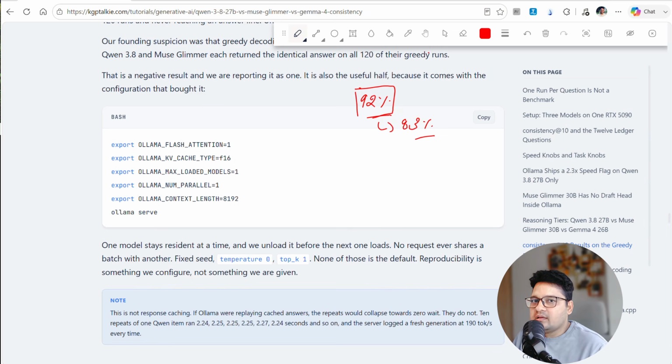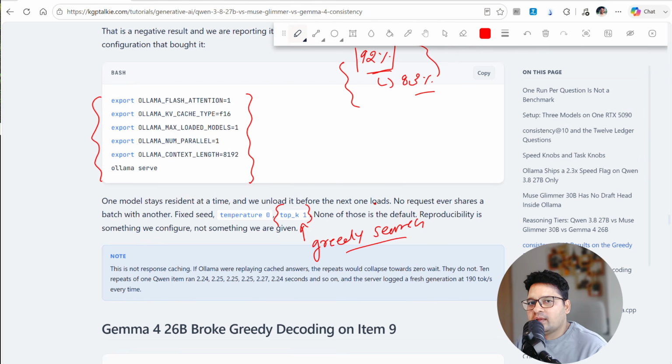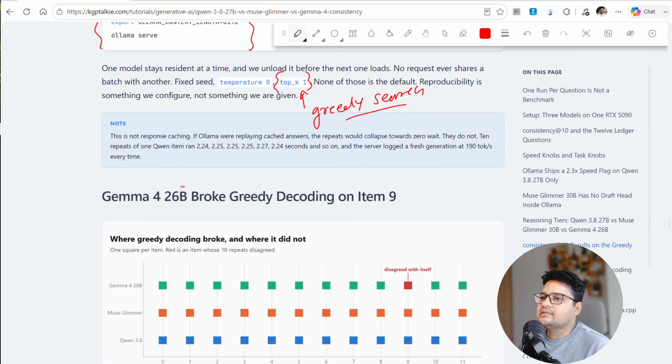So basically, where the model is hallucinating and you try to generate the answer, the hallucinating model is going to generate a different answer multiple times. This is what this number is telling us. Apart from that, this is the configuration I selected in Ollama to run. And here you have top K 1. Top K 1 means it is going to be a greedy search, because whichever token has the maximum probability, I just select that particular token.